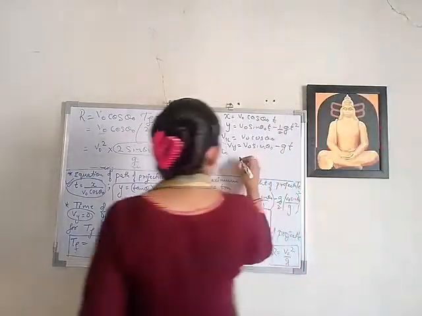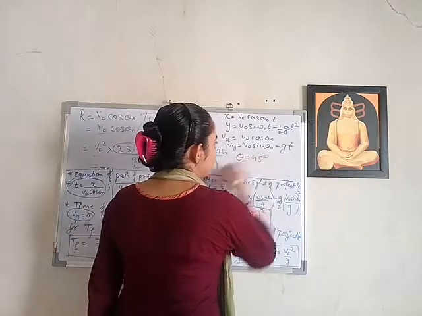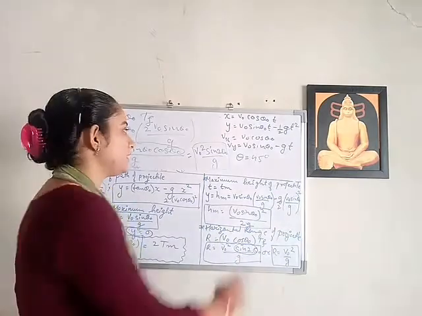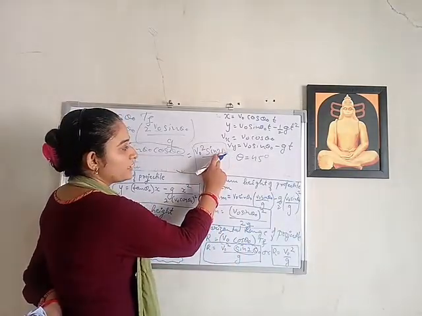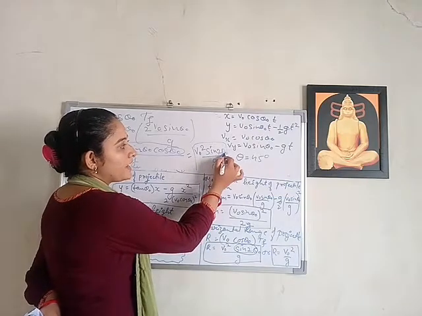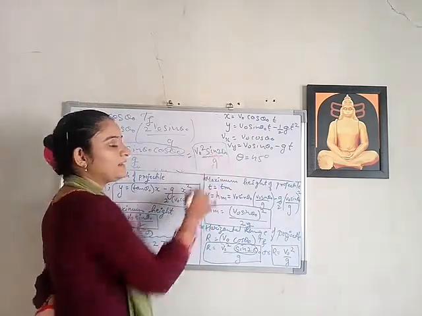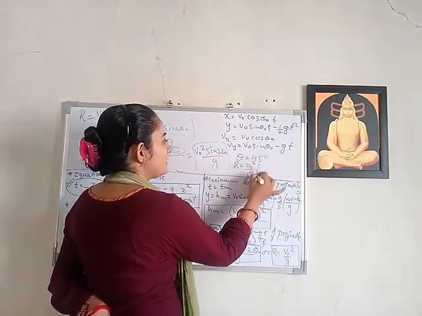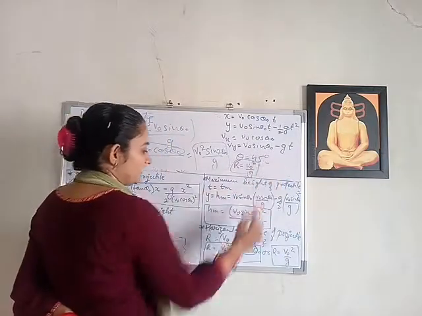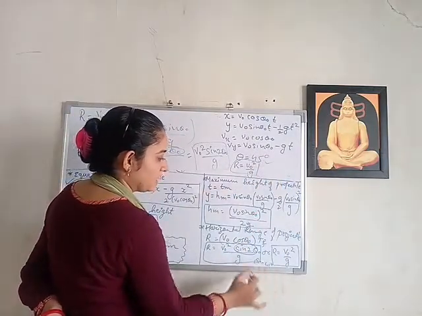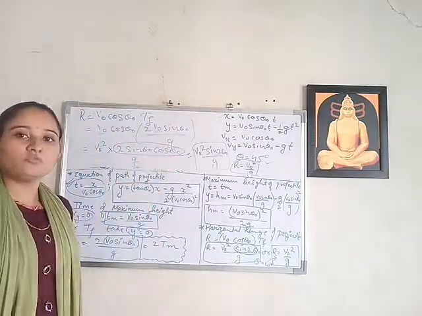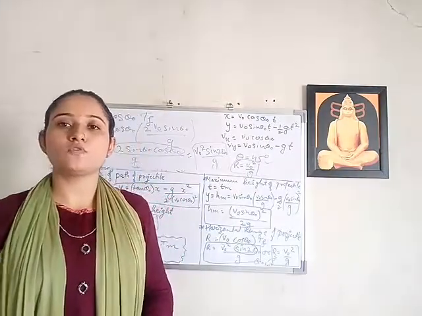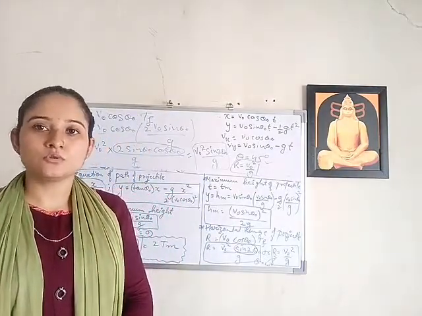If the angle theta equals 45 degrees for the range, then 45 into 2, because here it is 2 theta, is 90 degrees. Sin 90 is 1. So R will be equal to V0 square by g. So if you put theta equal to 45 degrees, you will get R equal to V0 square by g. So this was topic number 4.10, projectile motion.